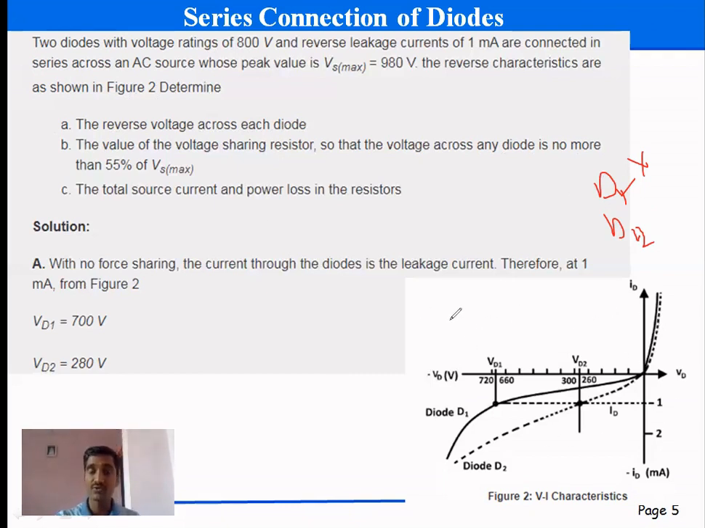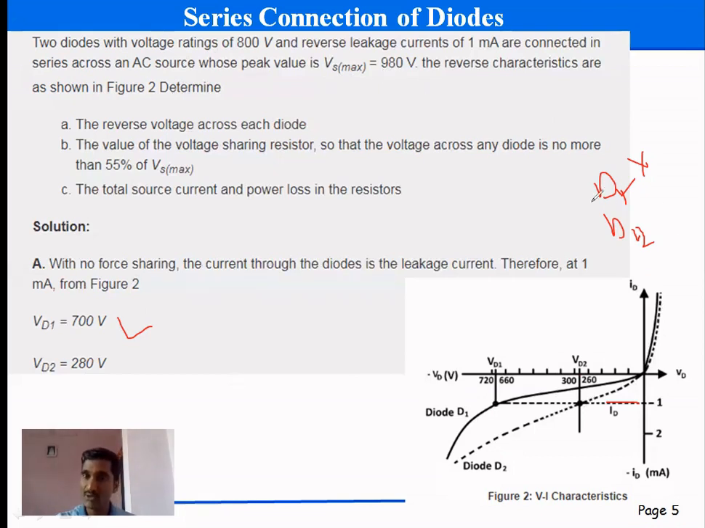So from the IV characteristic of the diode, we can get the voltage across diode D1, which is nothing but 700 volt. So we have calculated it here. We get 700 volt, and the voltage across diode D2 we get is 280 volt. This is the voltage across diode D2 at the same reverse current of 1 milliampere, the reverse leakage current. In that way, these two diodes, D1 and D2, can handle the maximum input voltage of 980 volt.